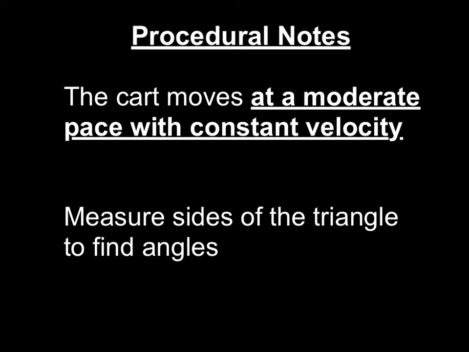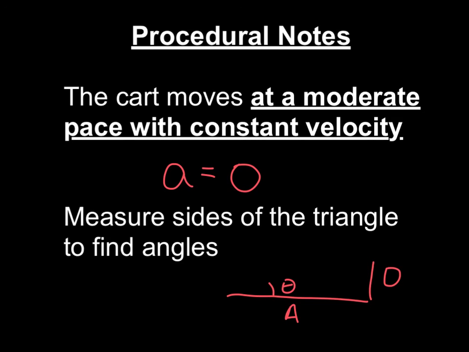To recap a couple important procedural notes, cart's going to move at a moderate, constant velocity. Again, this makes sure that your acceleration is equal to 0. And also, measure the sides of the triangles to find your angles. You just need the adjacent side and the opposite side to find theta. Notice we said opposite and adjacent. You are not going to use the hypotenuse, because it's really hard to measure, so we're just not going to mess with it.